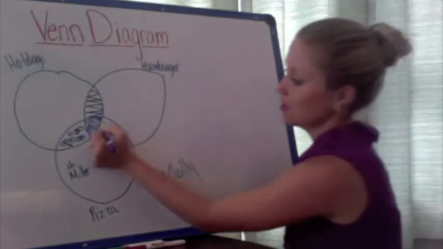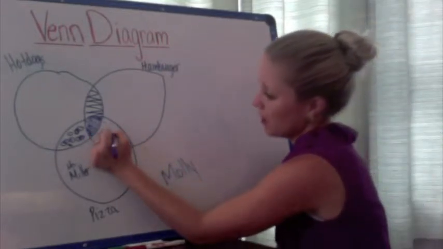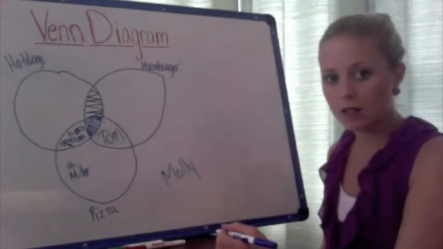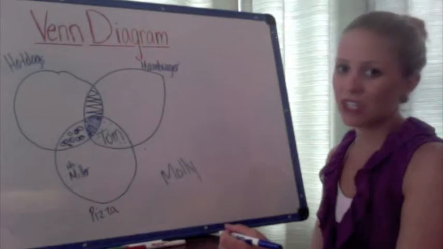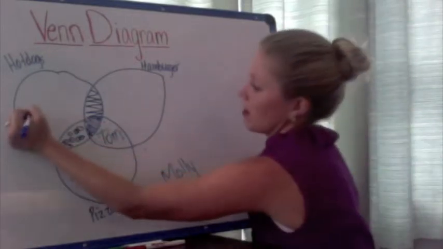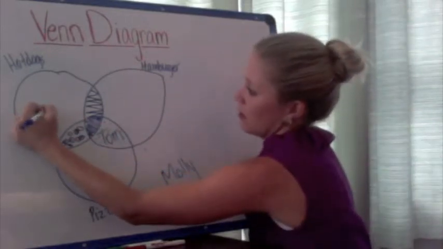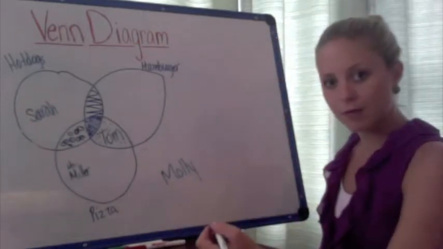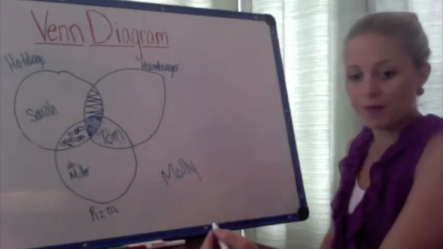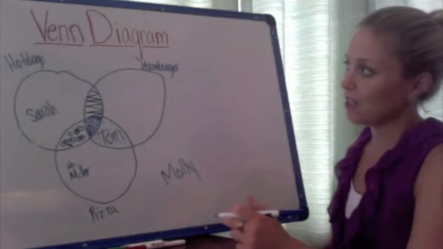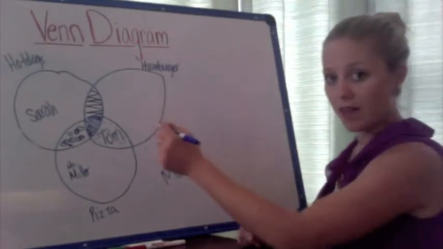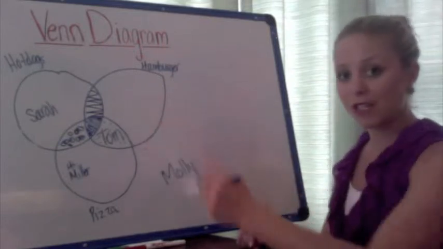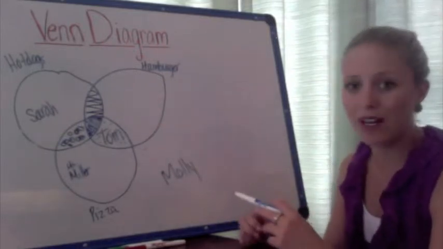That's right. Tom's name would go right there. Tom. And well, you know, Sarah, she only likes hot dogs. So Sarah goes over here. See? It's just as simple. You have friends that like 1 thing, 2 things, 3 things, or all of them, or any combination thereof. That's what's great about a Venn diagram.